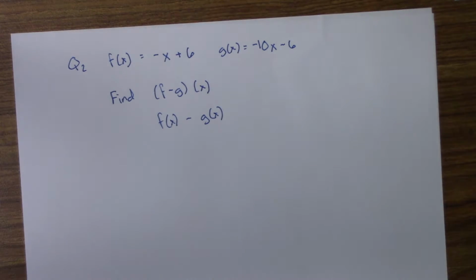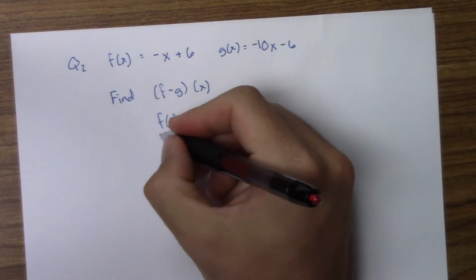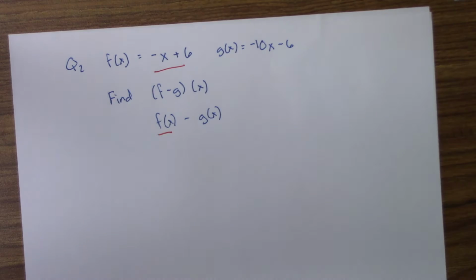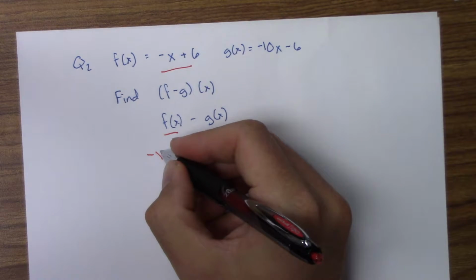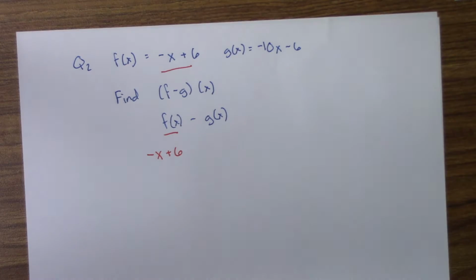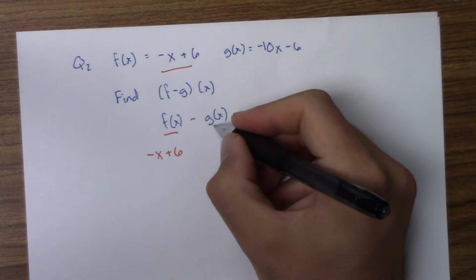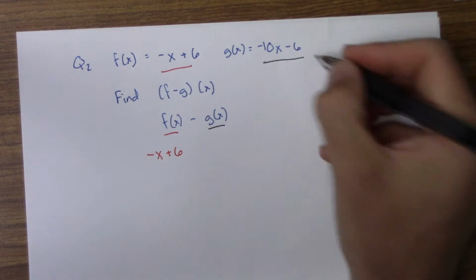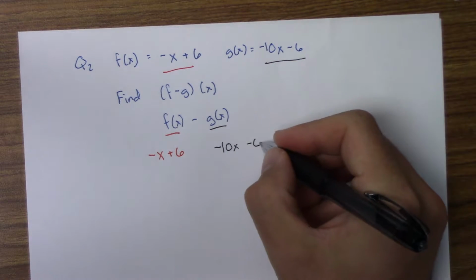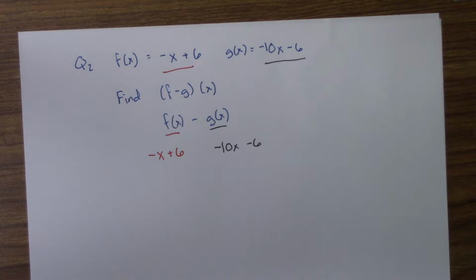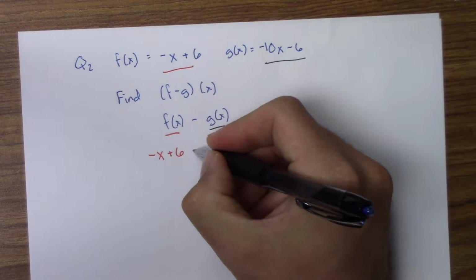So I'm going to do the same thing I did before, where I'm going to come up here, I'm going to take my f of x equation, which I know is negative x plus 6. So I'm going to replace that in this part. I also know my g of x equation over here is over there. I've got negative 10x minus 6. And what we need to do is bring down that subtraction step.